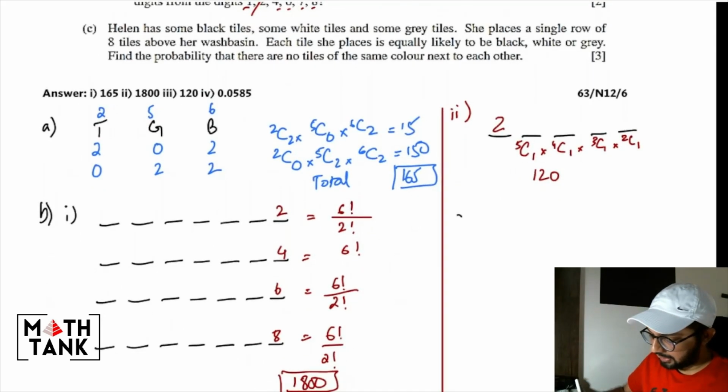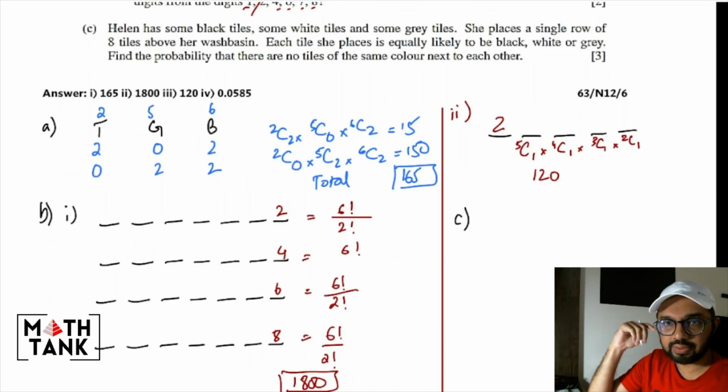Then this part C. It says Helen has some black tiles and some white tiles and some gray tiles. She places a single row of 8 tiles above her wash basin. Each tile she places is equally likely to be black, white, or gray. Find the probability that there are no tiles of the same color next to each other.